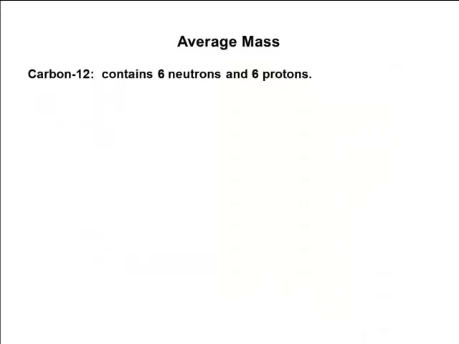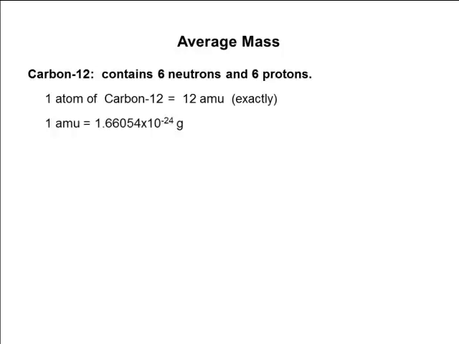If we look at a carbon-12 atom, it is going to contain 6 neutrons and 6 protons. What we've done is we're going to say 1 atom of carbon-12 is 12 AMUs, which is atomic mass units, exactly. Now, by definition, 1 AMU is equal to 1.66054 times 10 to the negative 24th grams. You don't need to know that conversion. But the importance of that, it relates then to 1 mole of carbon-12 atoms is going to equal 12.00 grams exactly. All right, but that's only if we have just one isotope, the carbon-12 isotope.